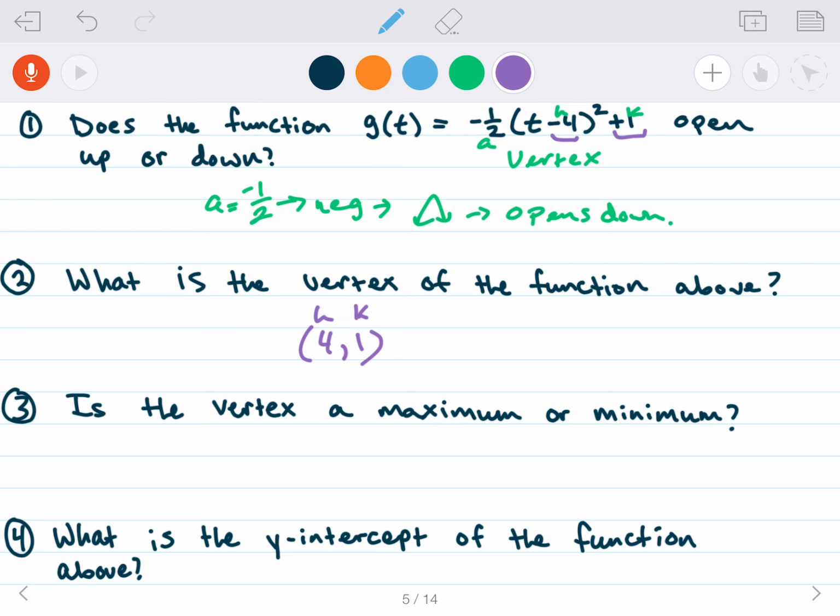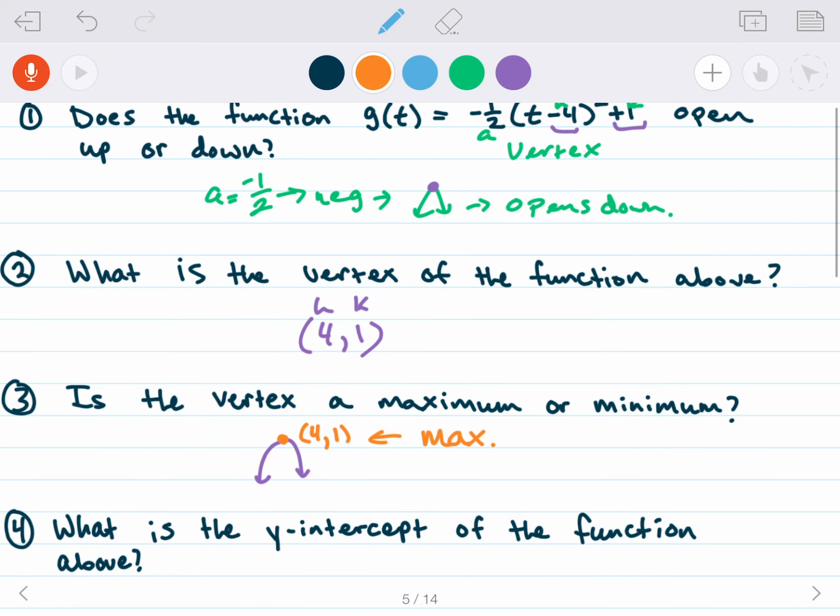All right, is the vertex a max or a min? A maximum or a minimum? Well, that depends if it opens up or down. Since it opens down, it's going to look like this, and our vertex is going to be up here. And so this is a maximum. This is the highest point on the graph. If it opened up like this, we would have a minimum, but it doesn't.